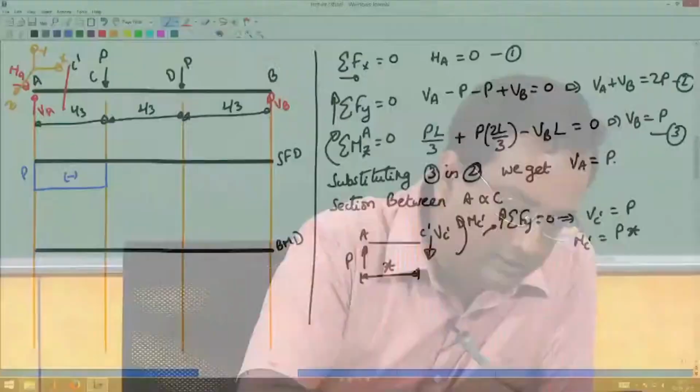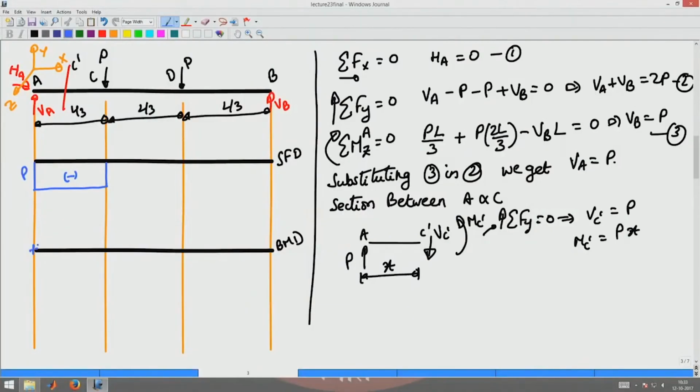So, it is a linear function. When x equal to 0 the bending moment is 0, which is required because there is a hinge at A. So, I have the bending moment varying like this, with P into x, where the moment is P L by 3 because x is L by 3 there. So, we got the variation of the bending moment for a section C prime between A and C. Now, let us do the same thing for a section D prime between C and D.